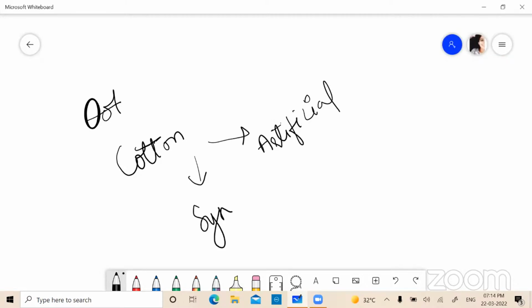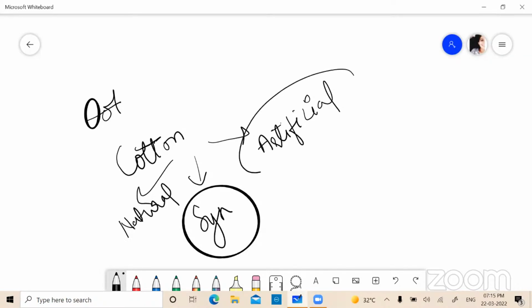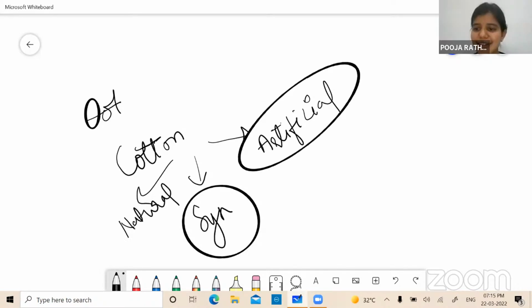Ma'am, synthetic fiber. Yes, it is a synthetic fiber. Sorry, synthetic, not natural fiber. Are synthetic and natural the same? No, synthetic and natural are not the same. Synthetic fibers are called artificial. No, you are getting it wrong.